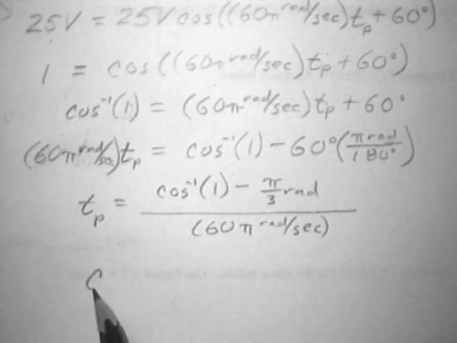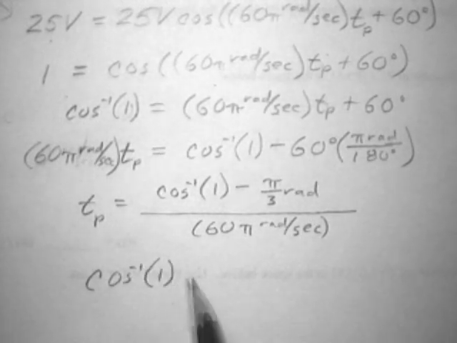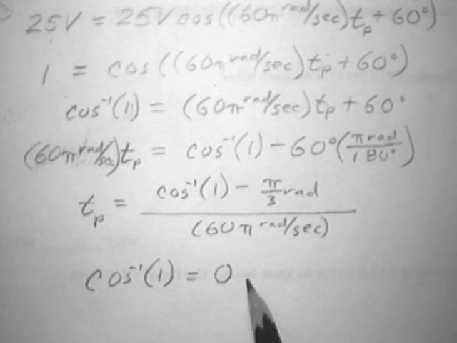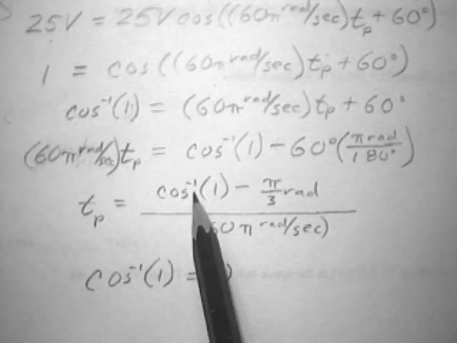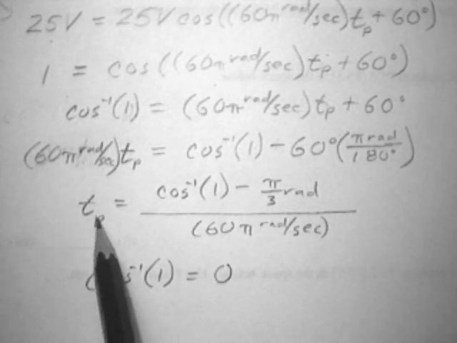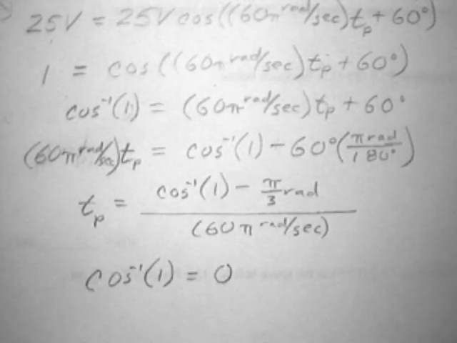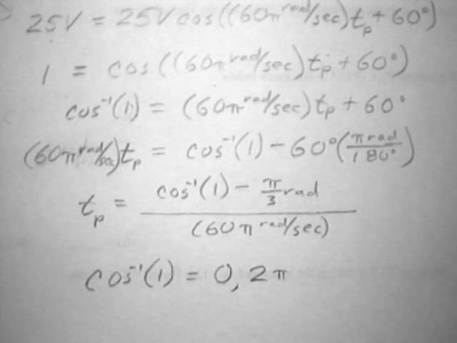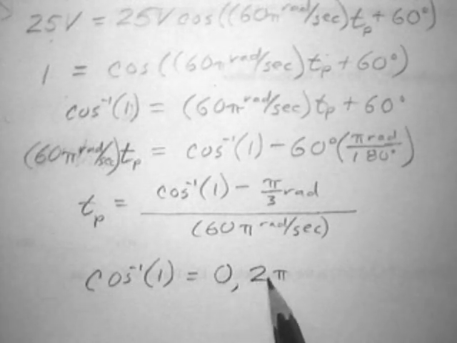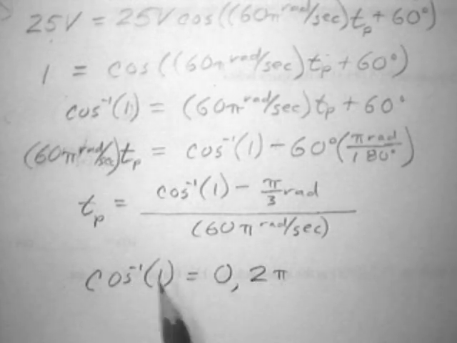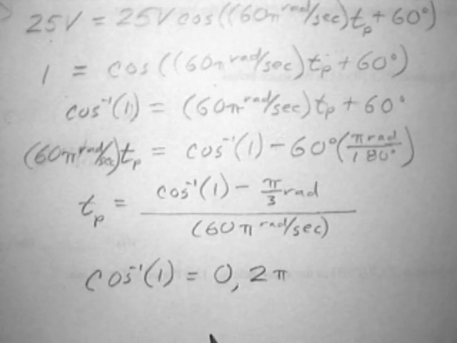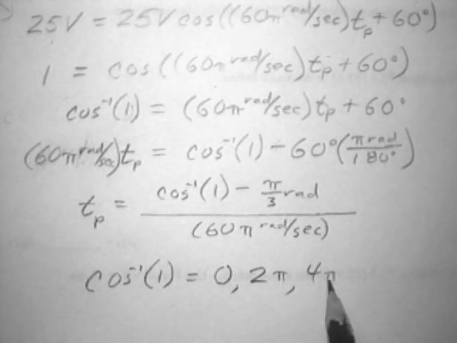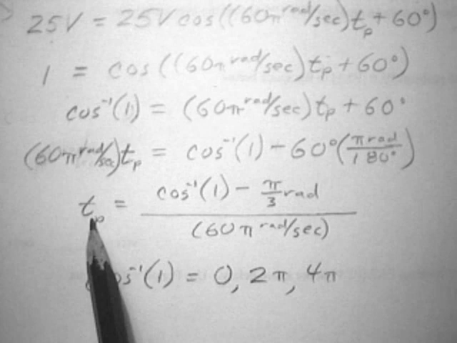The possible values of the inverse cosine of 1, well, one of them is 0. If you plug this in here, you find out that you get a negative time. So that's really not anything we can plot on our graph. But you might notice that another value for this is 2 pi. Taking the cosine of 2 pi will give you 1, taking the cosine of 0 will give you 1, 4 pi, and so forth. So these right here are going to give you the times for the peaks.